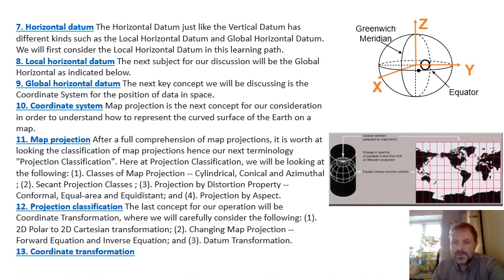We also should understand the concepts of local horizontal datum and global horizontal datum, which help us understand how we can explain the position of any point globally on the globe surface or in a local neighborhood near our point of interest.